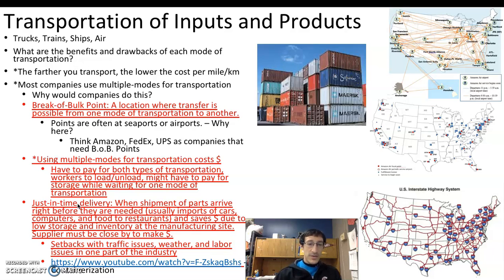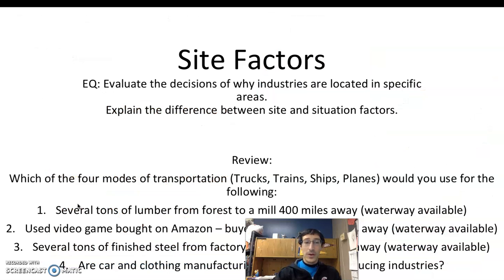The setback, however, is in relation to high demand and labor issues, in case there are strikes that might interfere with me getting it. Traffic issues and weather can all affect just-in-time delivery. And this will also connect to agglomeration, which we will be talking about.